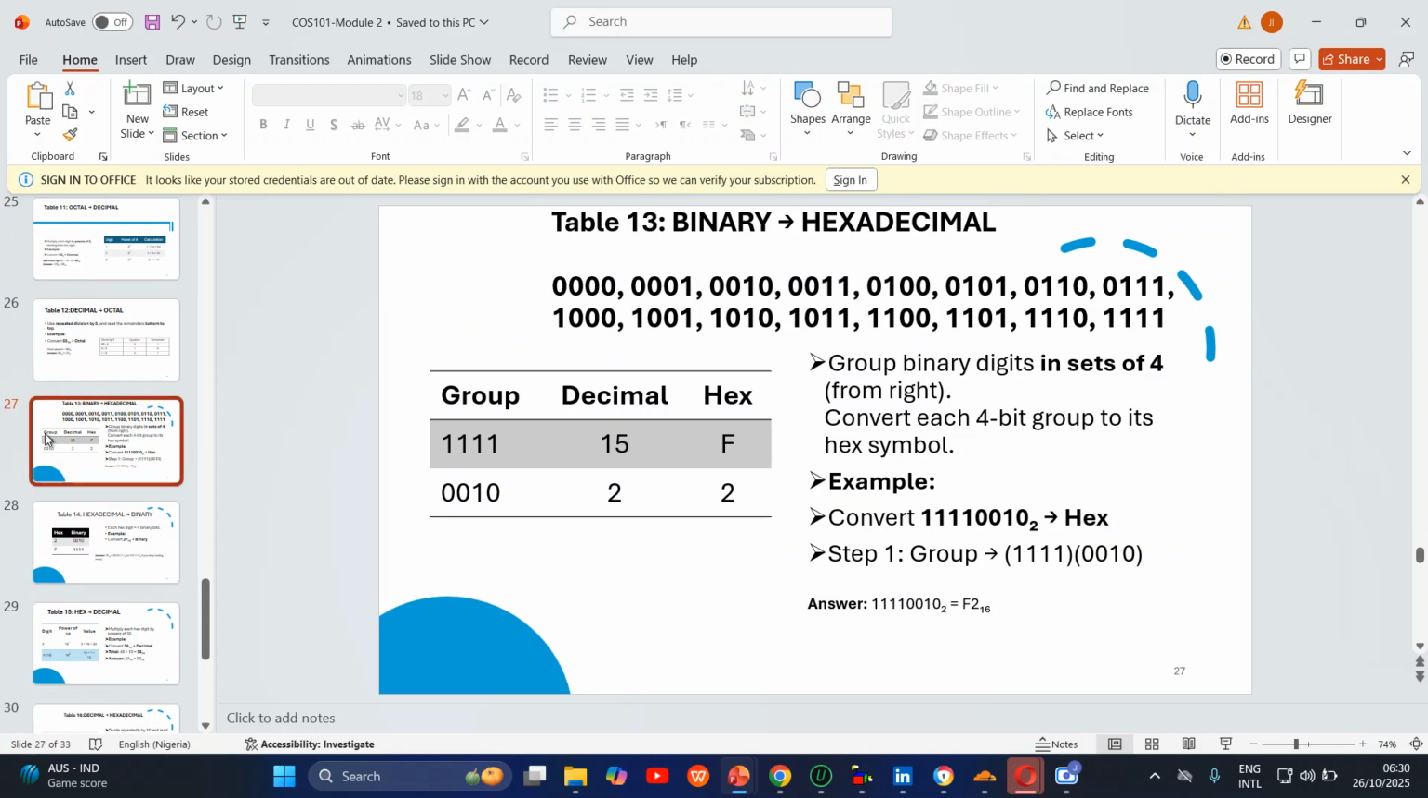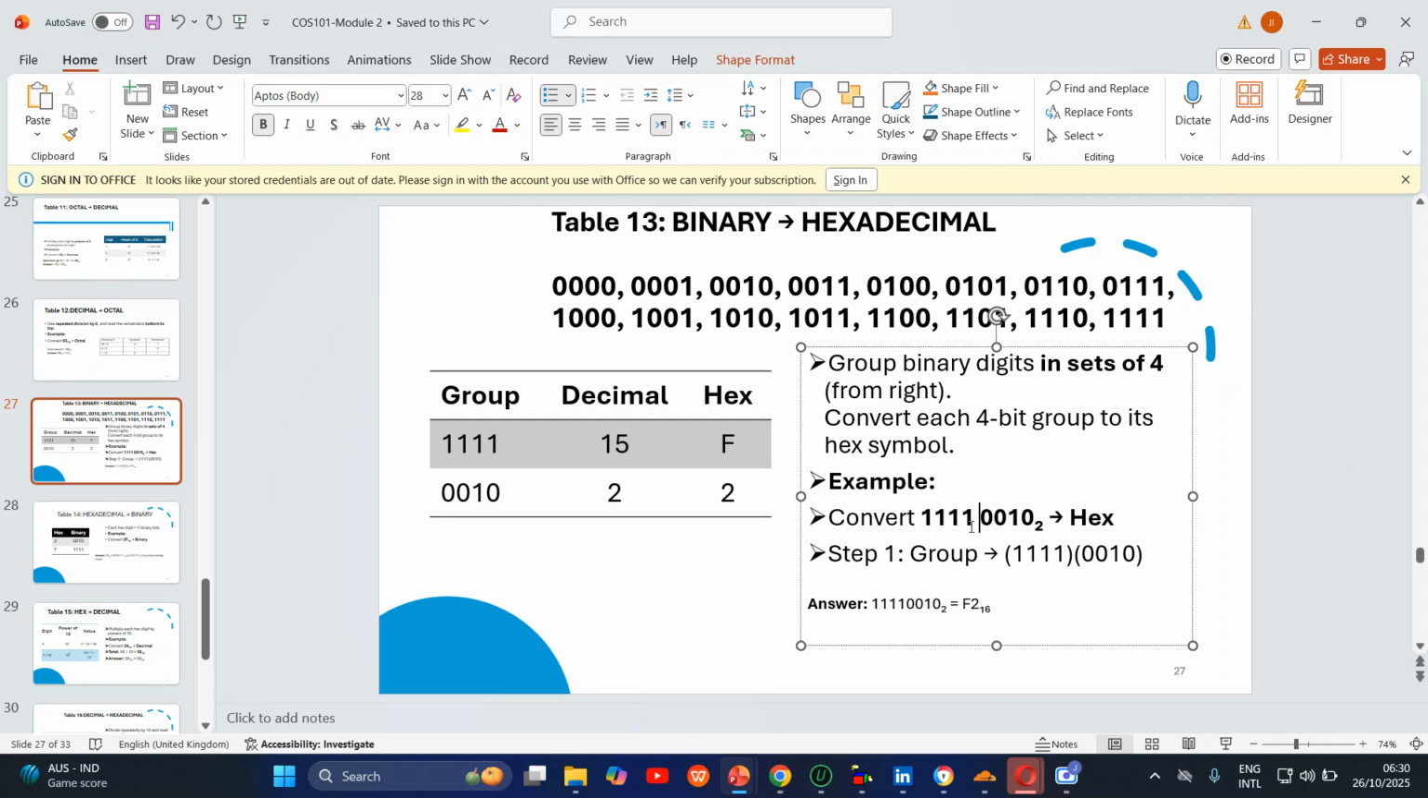Now let's look at binary to hexadecimal. So group binary digits in 4s from the right. So convert each 4-bit group to a hexadecimal digit. Now look at this. We have 11111110010. So what you do is group them the same way we did for octal, and then this 1111 is actually 15, which is F, and 0010 is 2. So if you add them up together, we give you F2.